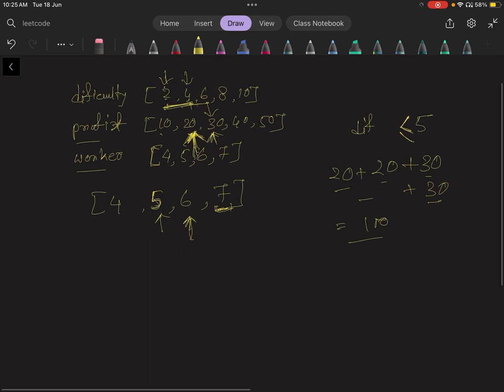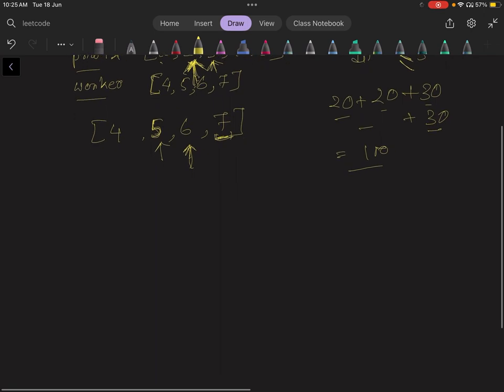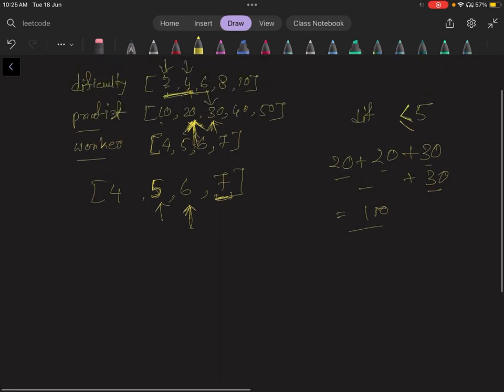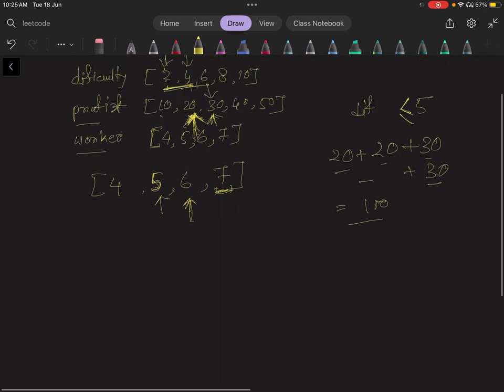Now, how can we solve this problem? To solve this problem, let's first think about the difficulty array. This needs to be sorted. If I have a job with one value as difficulty and another as profit, we will first create a job, and then we will sort the jobs based on the difficulty.